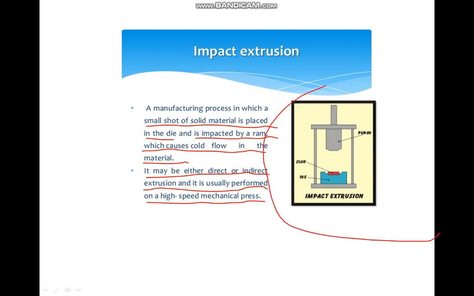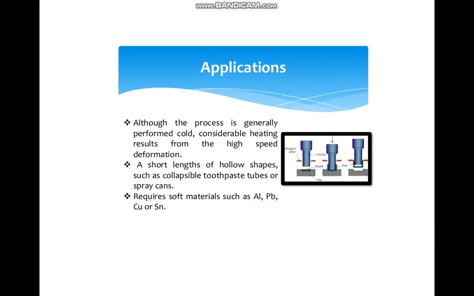So this is the block diagram of the impact extrusion process. What are the applications of impact extrusion process? It is generally performed cold. Considerable heating results from the high-speed deformation. A short length of hollow shapes such as collapsible toothpaste tubes or spray cans can be manufactured by this impact extrusion process. Soft materials such as aluminium, lead, copper, and tin are usually used in the impact extrusion process.